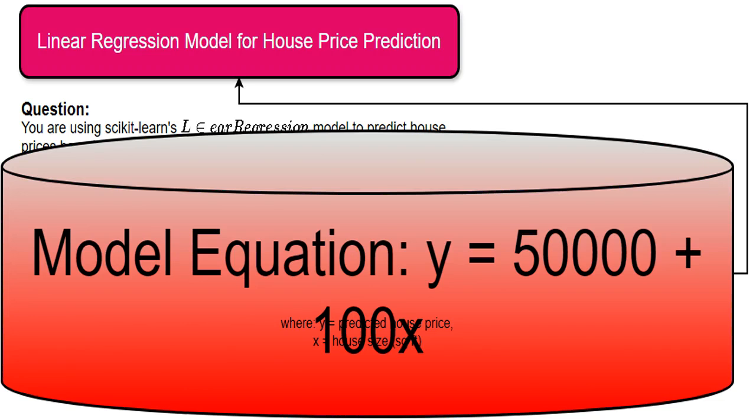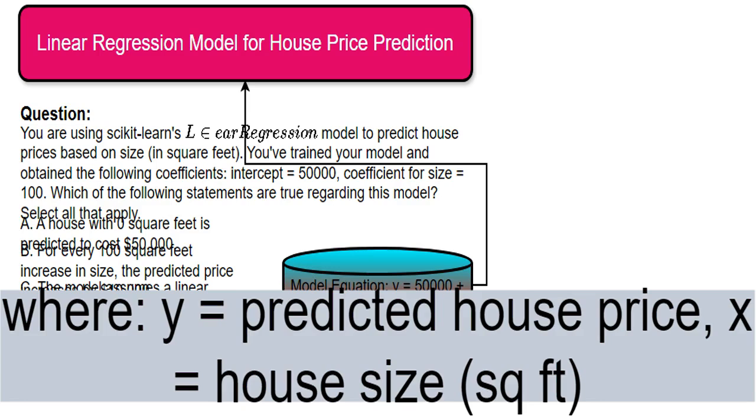This is the equation of the linear regression model I've built. Y represents the predicted house price. X is the size of the house in square feet. 50,000 is the intercept, the price when the size is 0, and 100 is the coefficient, how much the price changes for each extra square foot. I'm just clarifying that Y represents the predicted house price, and X represents the house size, in square feet.